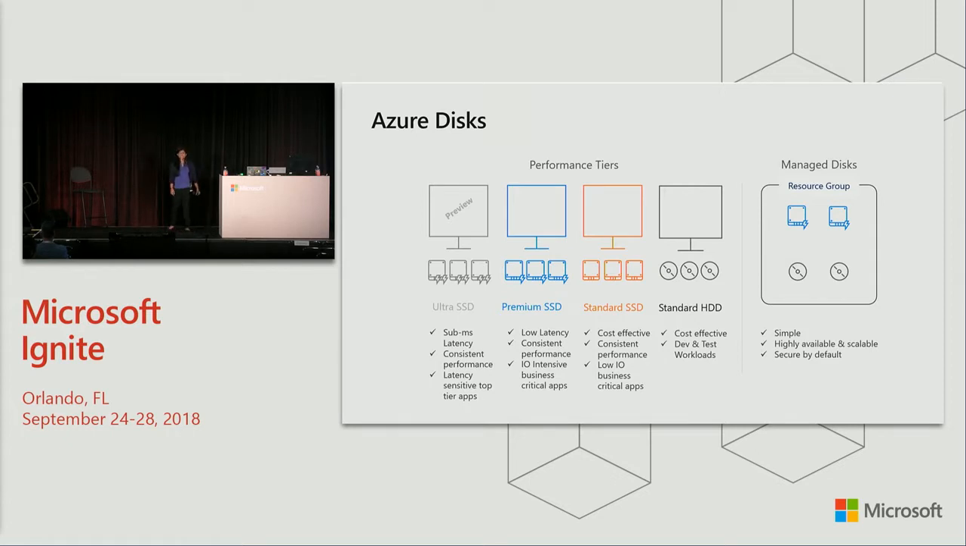We have Premium SSD, which is the default recommended way for you to deploy databases and IO-intensive workloads in production on Azure. And then we have Ultra SSD now, which offers extremely low latencies, sub-millisecond latencies with very high IOPS for your extremely latency-sensitive and high IOPS workloads like SAP HANA, NoSQL databases like MongoDB and Cassandra.